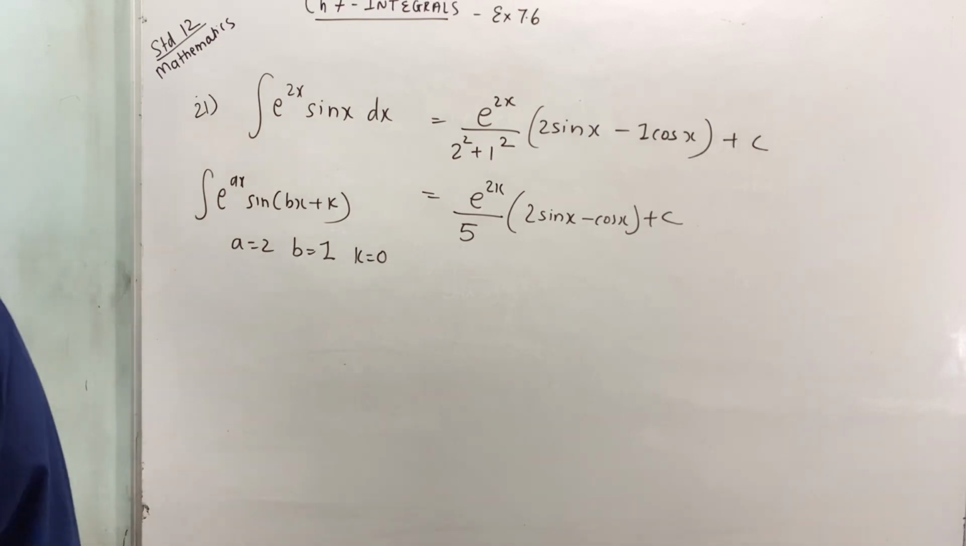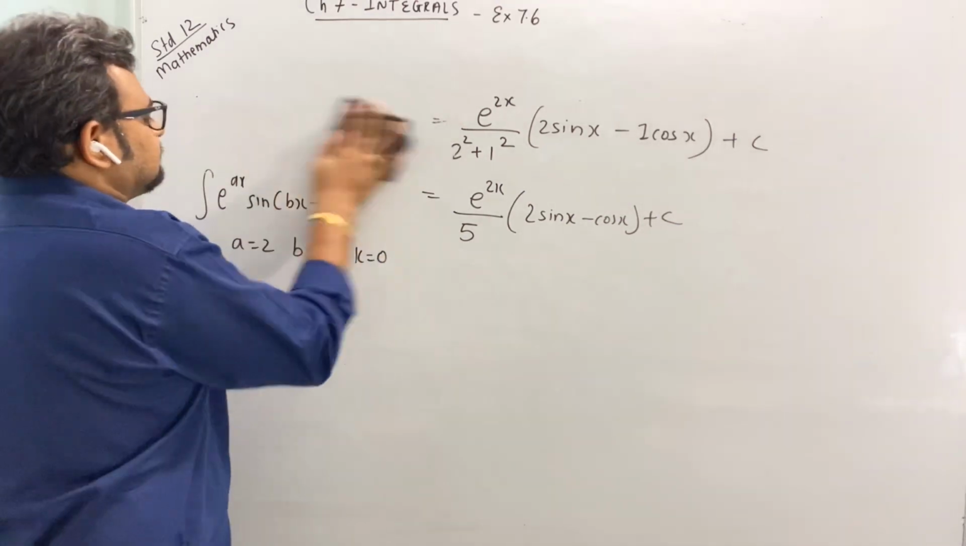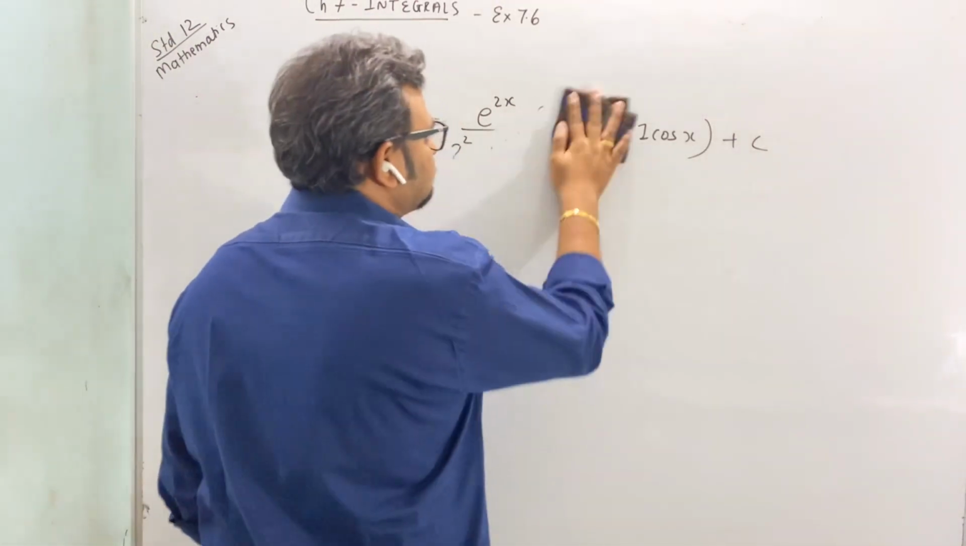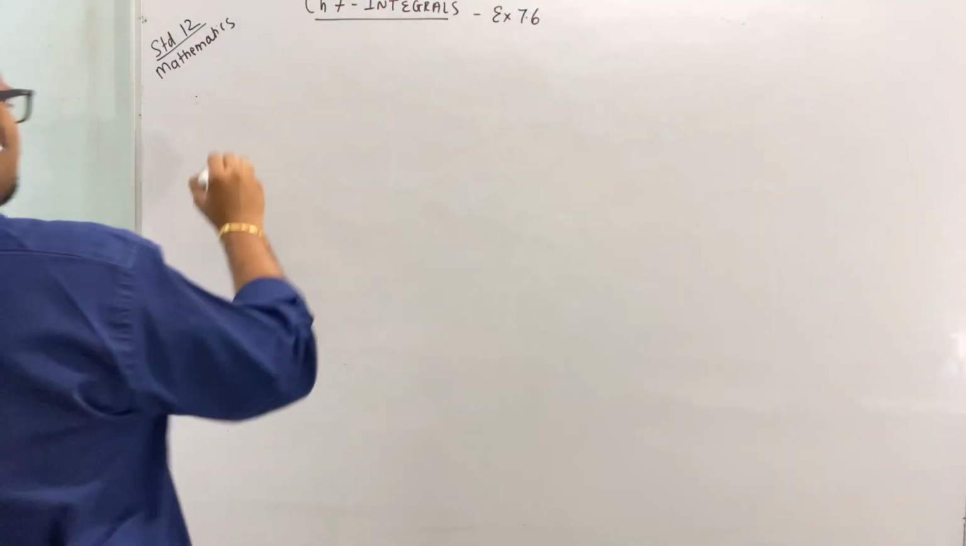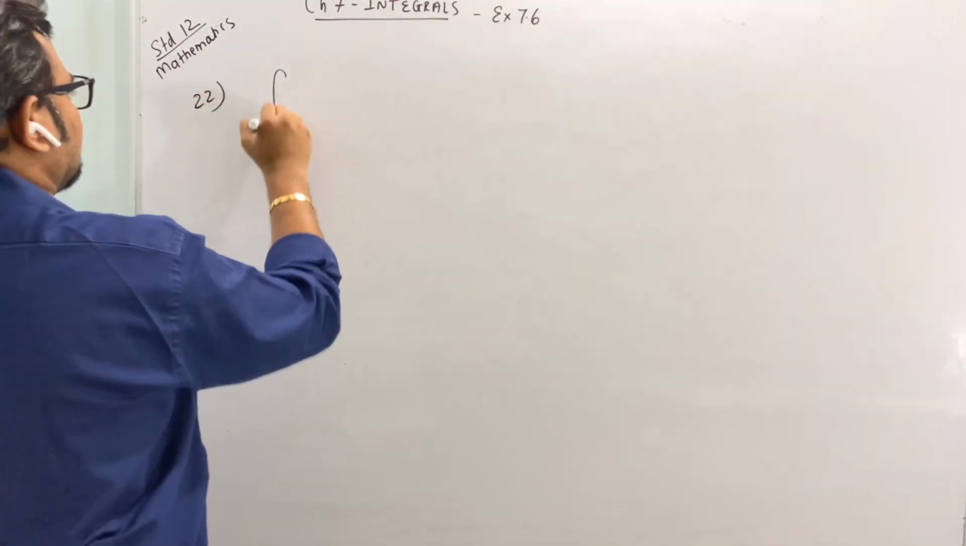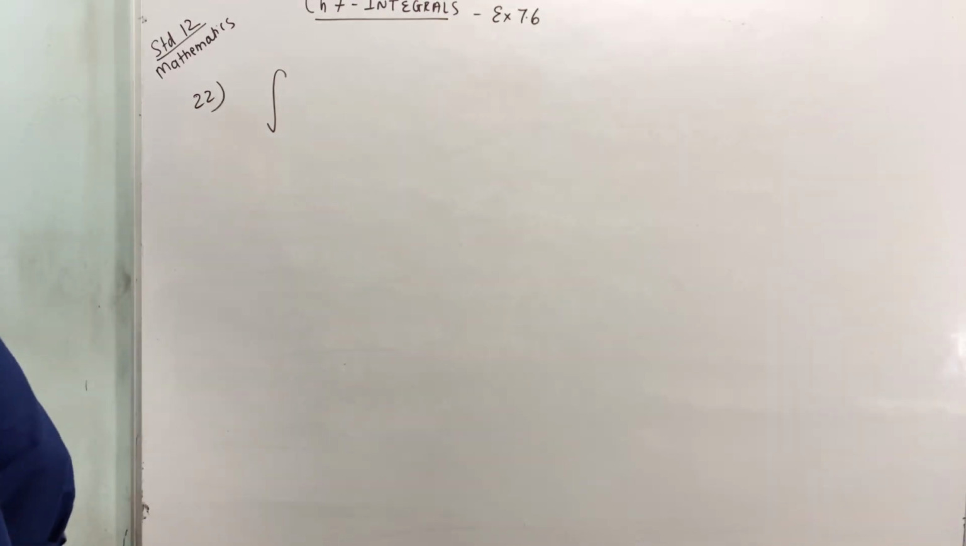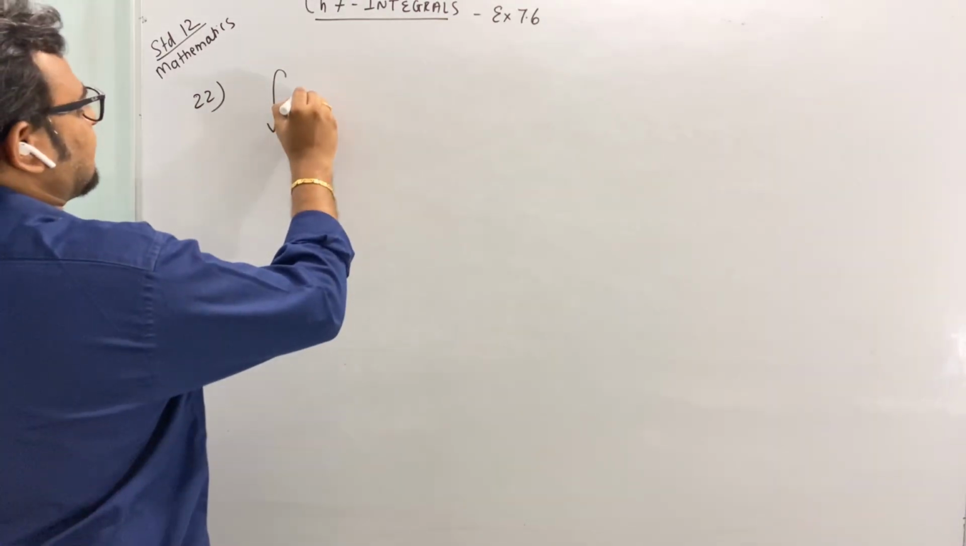Okay, let's move to the next one. Question number 22. Integration of sine inverse of 2x upon 1 plus x square.